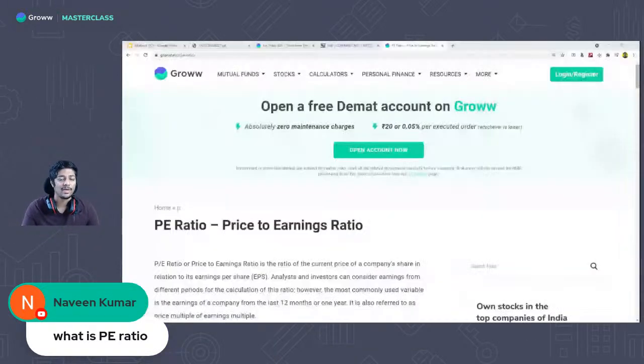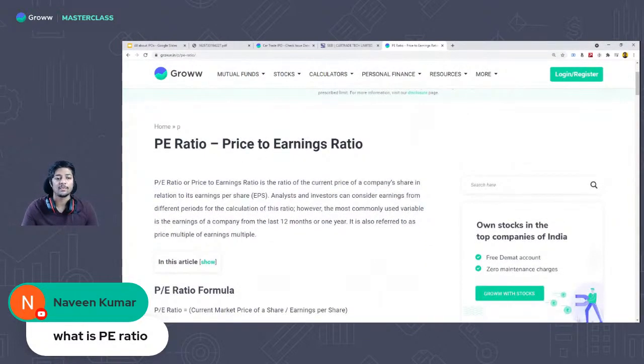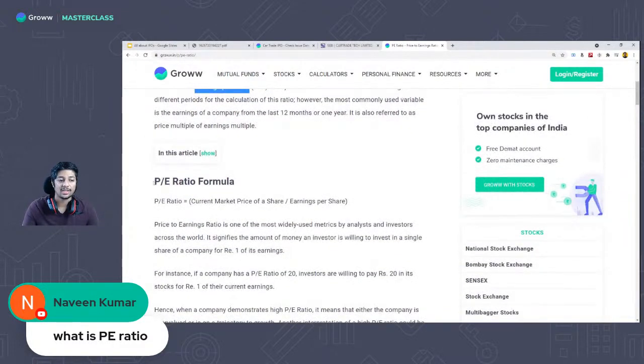If you go to the Groww website and you see the resources section, you will see a beautiful section where it talks about all the information about, say, PE ratio, price to earnings ratio. What is PE ratio? Price to earnings ratio is basically the current price of the company's share in relation to its EPS, which is earnings per share, right? So the price to earnings ratio formula is the current market price of the share divided by earnings per share.